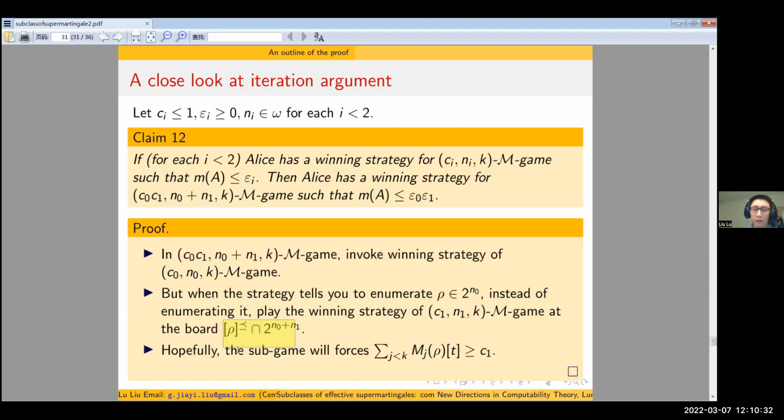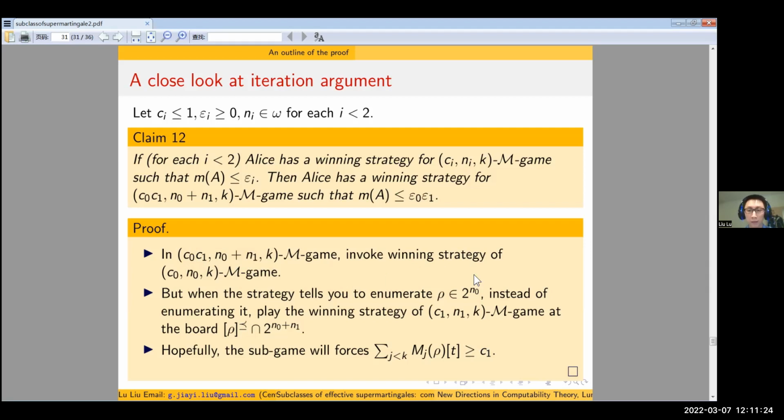Hopefully this sub game forces, by the winning criterion, that the money Baby spent on this row is bigger than C1. If this happens, then this is a valid response to enumerating this string in this game, by a scaling factor. In our original definition of the game, we require this to be greater or equal than one, but now it's C1. So it's a scaling game, scaled by the factor C1. And this winning criterion is also scaled by C1.